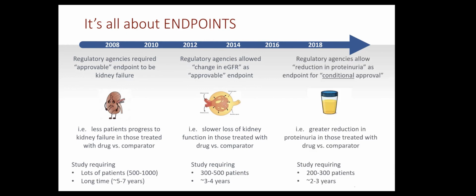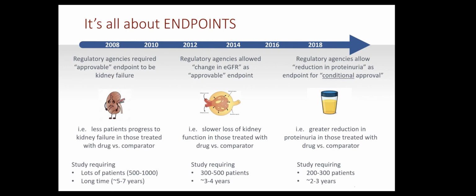But the big change really was regulatory agencies allowing a reduction in proteinuria as an endpoint for conditional approval. And I'll come back to what conditional approval means. But here what we're trying to do is show that there's going to be a greater reduction in proteinuria in those treated with a drug versus a comparator. And proteinuria changes, when we treat patients with new drugs, can occur quite rapidly. So we don't need the trials to be quite as long, and we can use fewer numbers of patients.